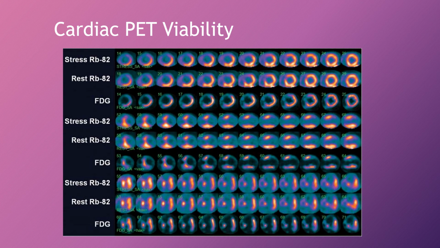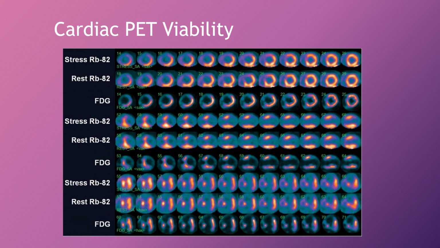This study is a MPI PET CT study using rubidium 82 followed by FDG. And this is a case of a matched defect. If you look at the anterior septal wall and even the septum, there is markedly decreased perfusion that matches on both stress and rest. And then when you look at the FDG study, that area is not taking up glucose.